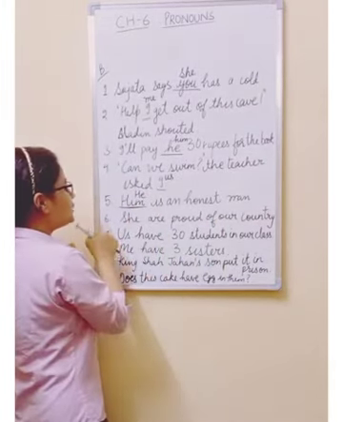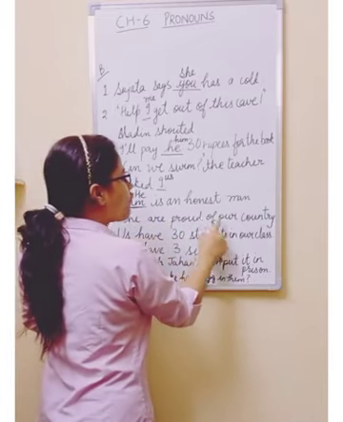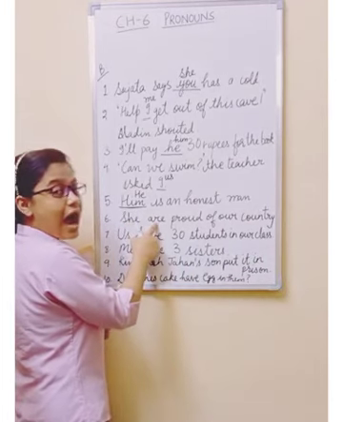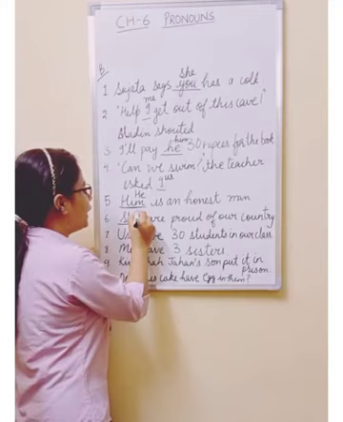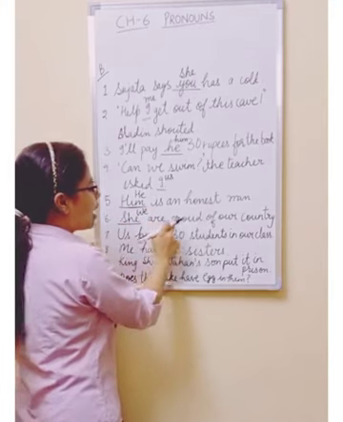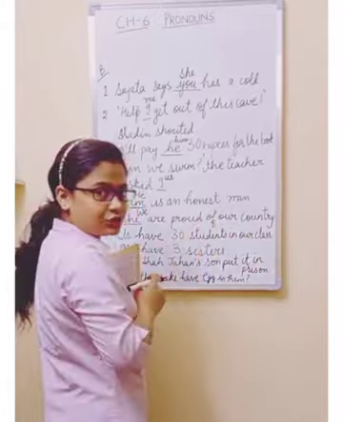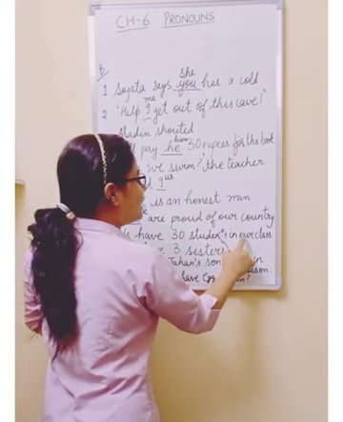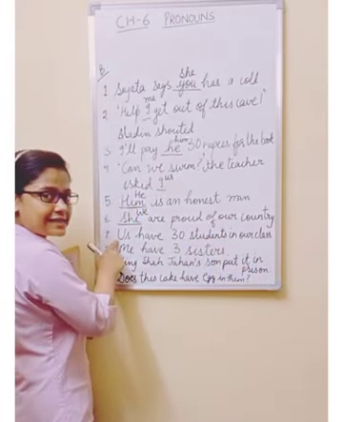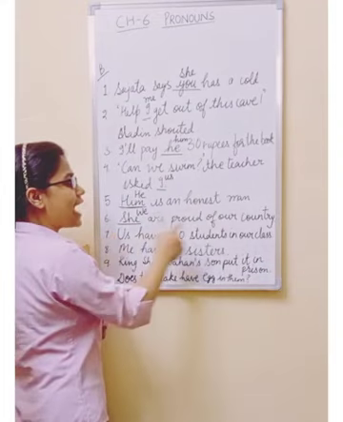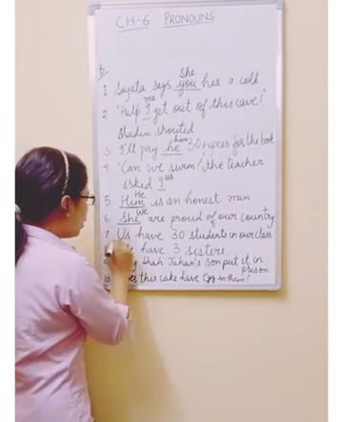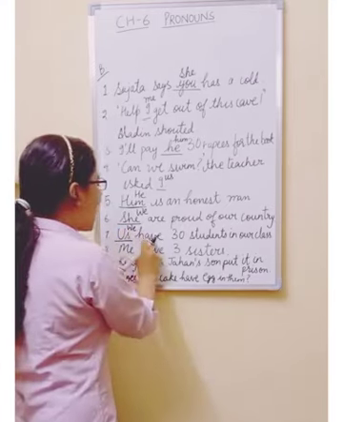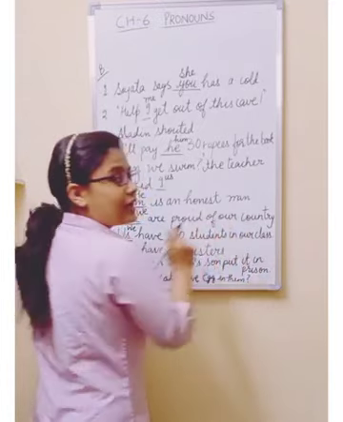Okay? Come to the sixth one. She are proud of our country. Is she singular or plural? It is singular, and here are is used. So we will replace she with we. We are proud of our country. Okay? Us have 30 students in our class. Do we use us here as a subject? No. Us is used as an object. Right? So I will replace us with we. We have 30 students in our class.